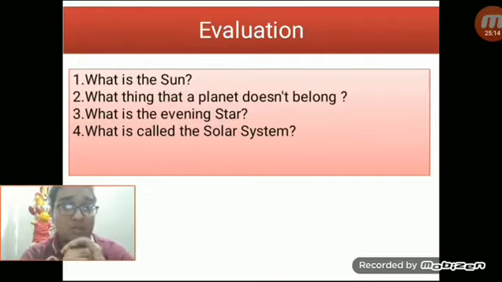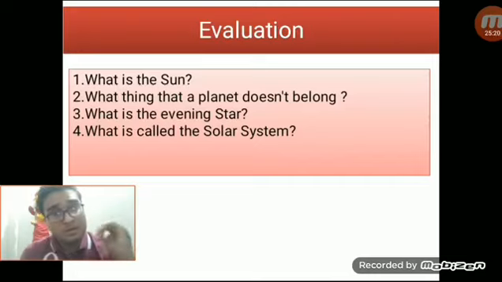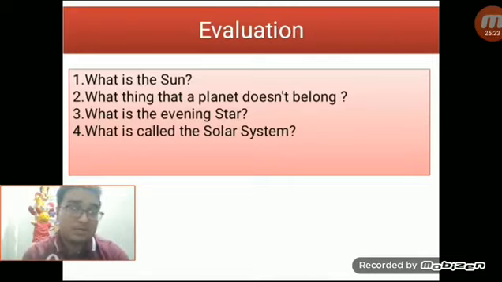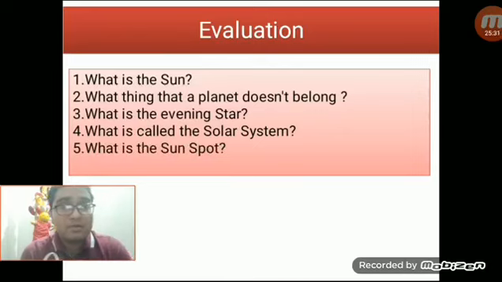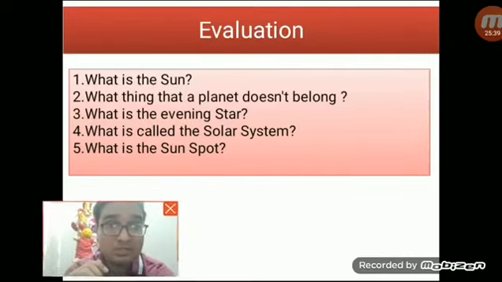Then what is called the solar system? Okay, so the solar system or solar family consists of the planets, minor planets, countless comets, and innumerable aerolites and other luminaries altogether. Now, five, what is the sunspot? Scientists have discovered a black point on the surface of the sun, and this is called the sunspot. So that's all about our today's class.